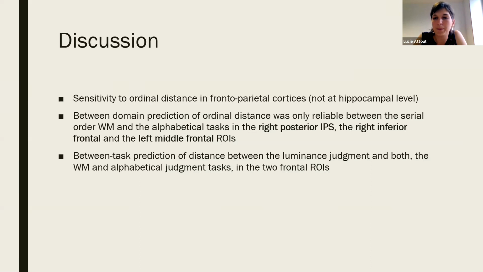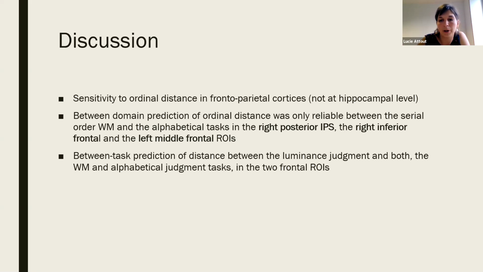To sum up, both univariate and multivariate analysis showed a sensitivity to ordinal distance in frontoparietal cortices, but not at the hippocampus level. And critically, between-domain prediction of ordinal distance was only reliable between the serial order working memory and the alphabetical task at the parietal and frontal level.